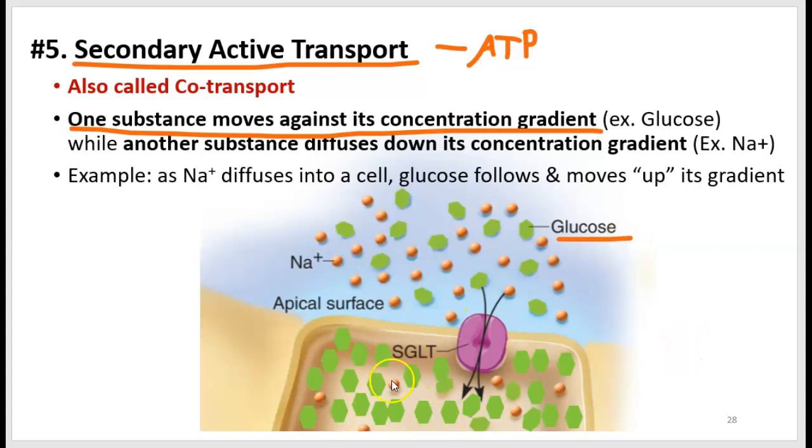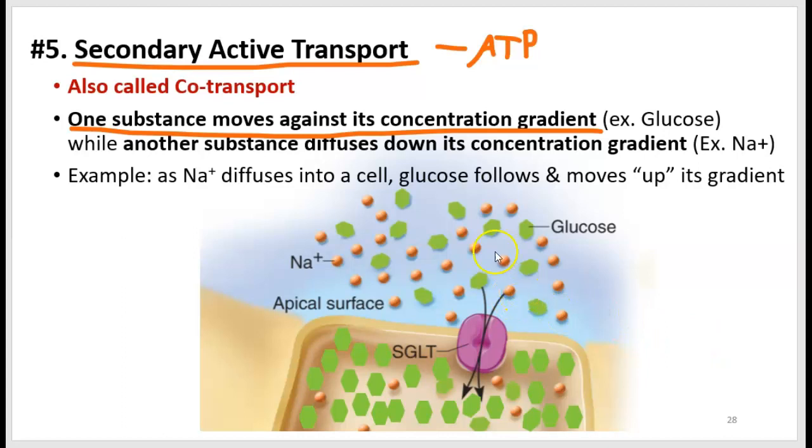And I tried to make more glucoses inside than outside. So glucose is going to move through this little transporter against its gradient. Okay, but ATP is not used for that to happen directly. This little purple transporter doesn't use ATP energy.